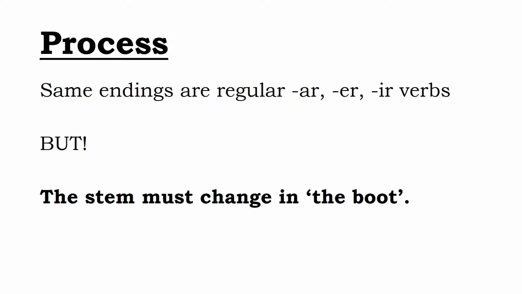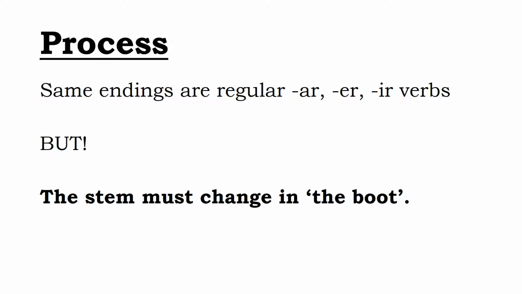Now, the process of stem changing verbs. We're going to use the same endings for regular AR, ER, and IR verbs. We've already learned those. For AR verbs: o, as, a, amos, áis, an. And for ER and IR verbs: o, es, e, emos, éis, en. But for IR, we have the nosotros form as imos and the vosotros ending as ís.